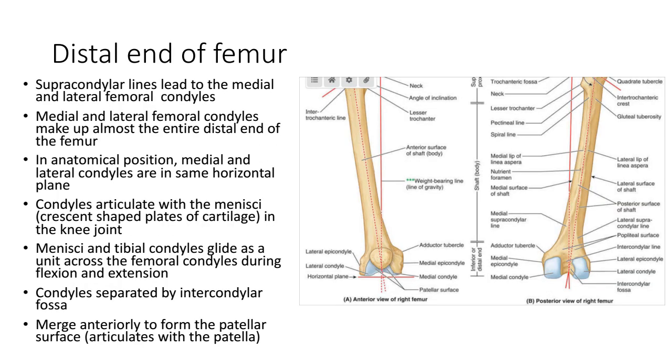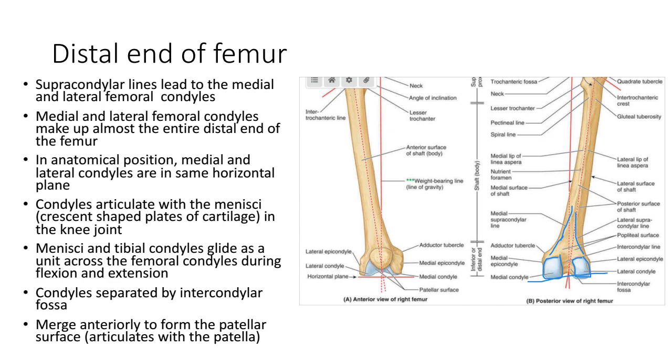At the distal end of the femur, there are the supracondylar lines that lead to the medial and lateral femoral condyles. The medial and lateral femoral condyles make up almost the entire distal end of the femur. In the anatomical position, the medial and lateral condyles are in the same horizontal plane. The condyles articulate with the menisci.